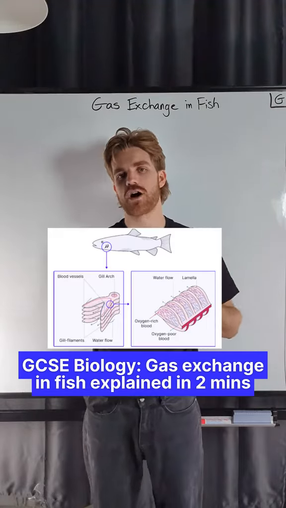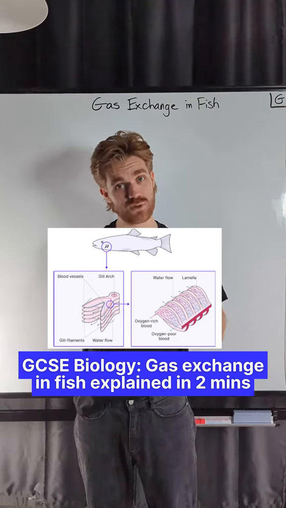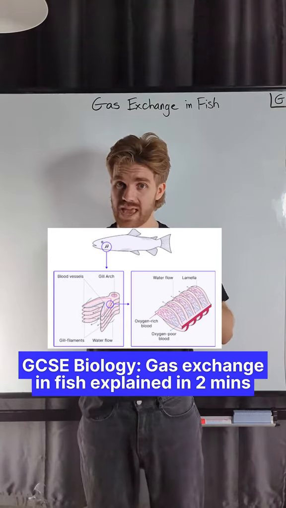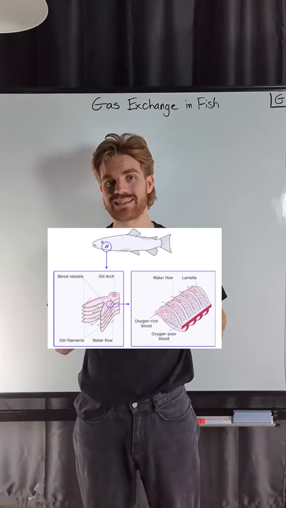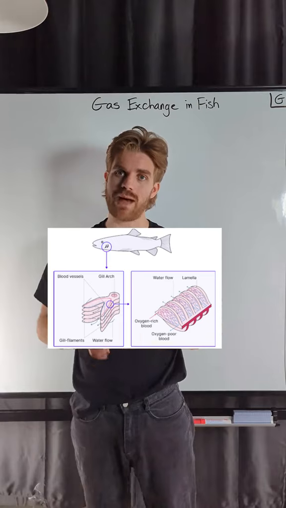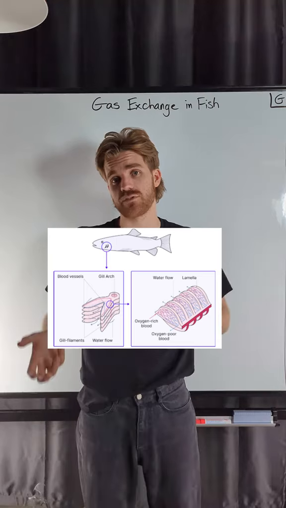How can fish survive underwater? How do they manage to get the amount of oxygen that they need in order to respire and be able to live? Well, it's all to do with the adaptations of their gills, and this is all about diffusion and how organisms maximize the rate of diffusion.